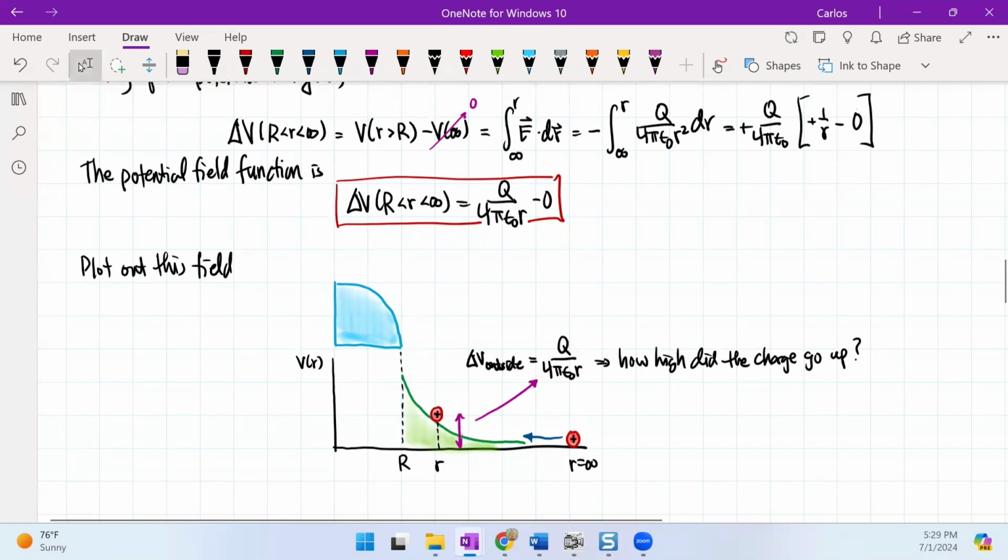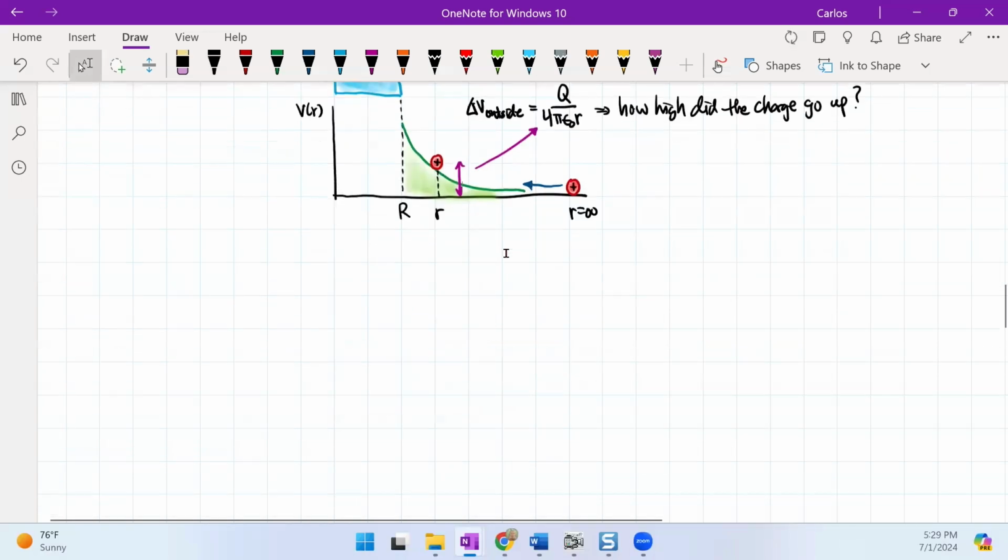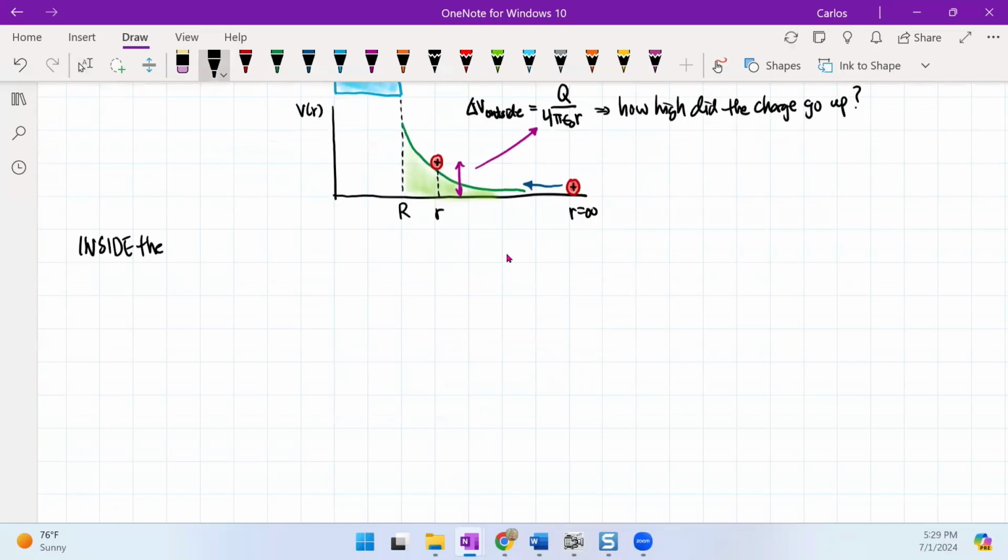Now let's go to the inside. So now we're inside the sphere, but we're looking at the potential for R. It's got to be between 0, R, and big R.